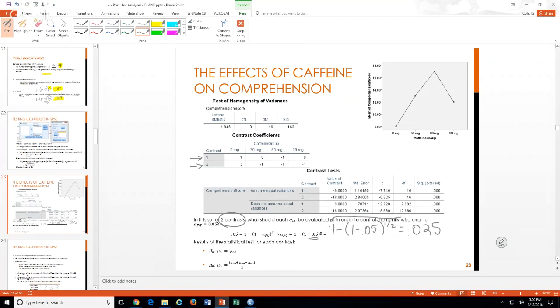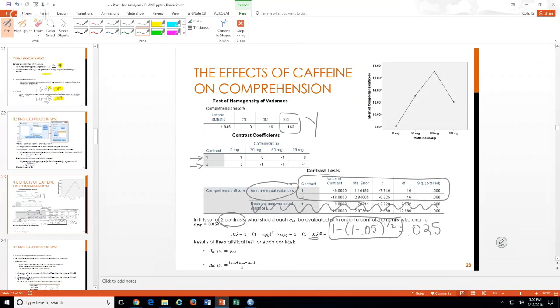Did you not understand this mathematically or conceptually? Oh, that's mathematically. Okay, I understand. Did anybody else get 0.025? So we should evaluate each of these at 0.025. Did we meet Levene's test for homogeneity of variance? Yes, we did. So we're going to assume equal variances, and we'll just look at this top portion here.